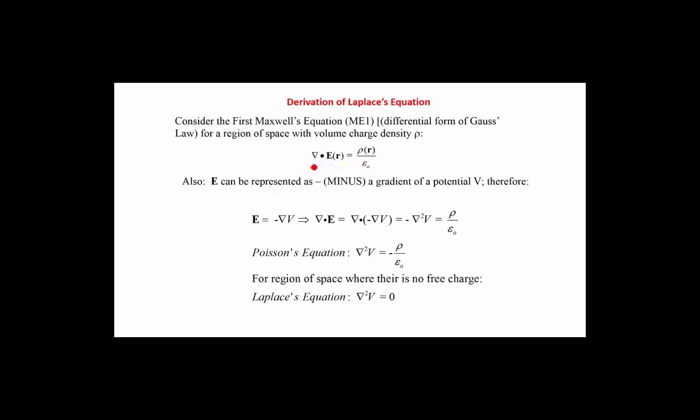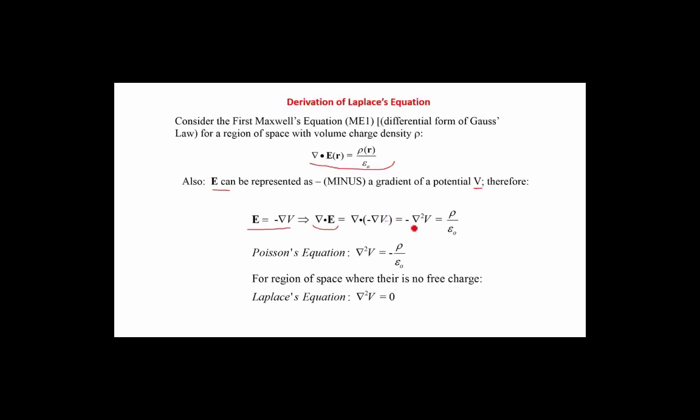We start with Maxwell's equation number 1, which is the divergence of E at the position r vector is equal to rho at r vector divided by epsilon 0. This is an equation which is defined at a particular point. Well, we know we can represent E in terms of a gradient. We can take minus the gradient of V for E, so that's what we have right here, and substitute that into our divergence equation. We have del dot and then minus del V.